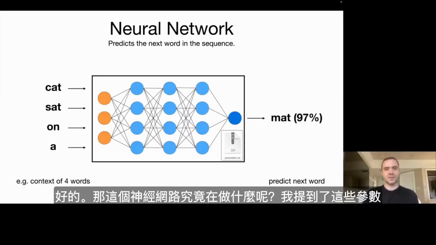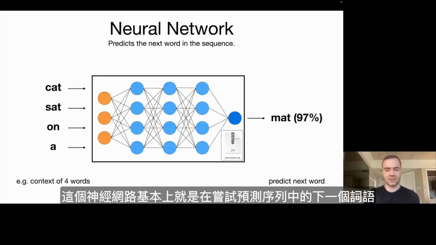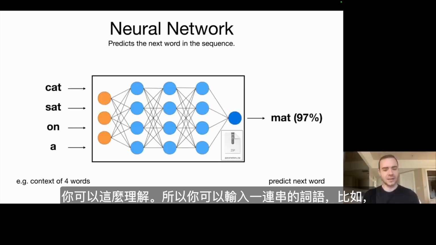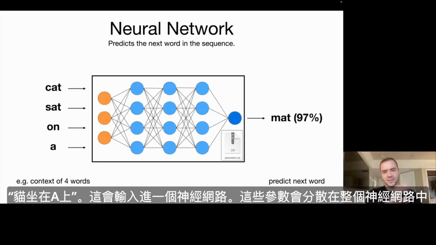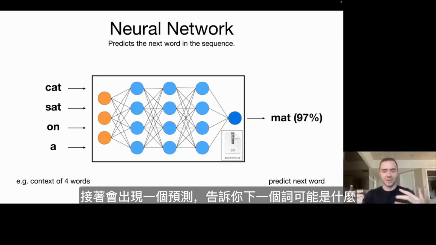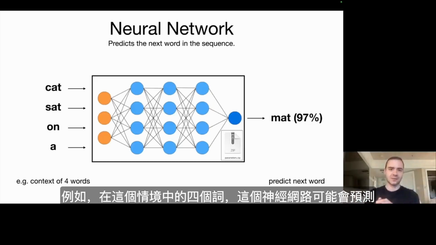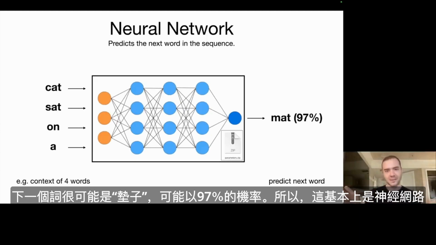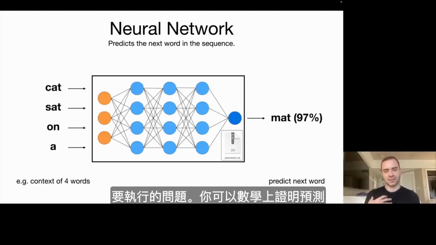Okay, so what is this neural network really doing? I mentioned that there are these parameters. This neural network is basically just trying to predict the next word in a sequence. You can think about it that way. You can feed in a sequence of words, for example, cat sat on a. This feeds into a neural net, and these parameters are dispersed throughout this neural network. There are neurons, and they're connected to each other, and they all fire in a certain way. And out comes a prediction for what word comes next. For example, in this context of 4 words, this neural network might predict that the next word will probably be mat with, say, 97% probability. So this is fundamentally the problem that the neural network is performing.